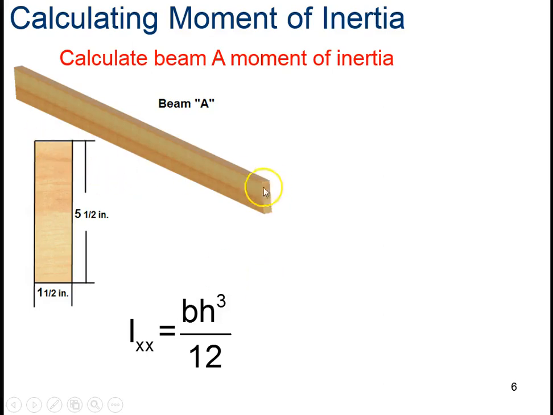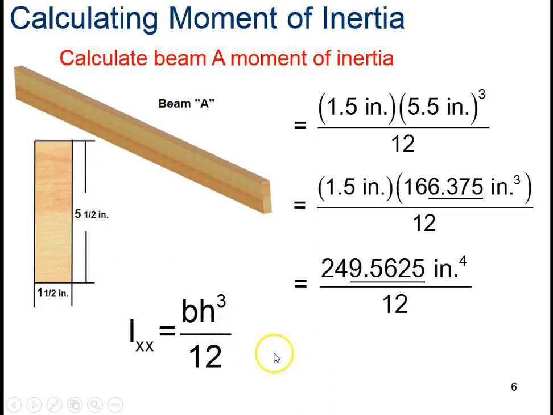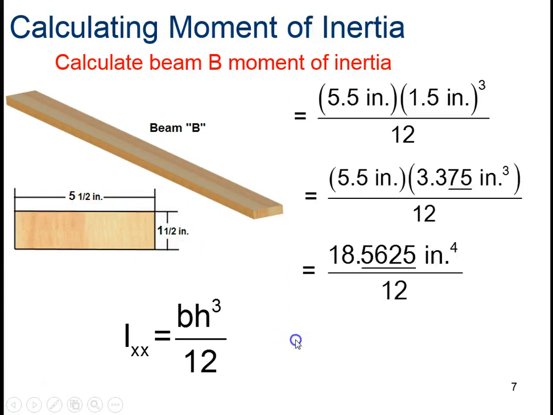So if we're talking about beam A, and you should write these down in your notes, I gave you the table that goes with beam A. Here are the dimensions. This is your base and this is your height. Plug them in here and use your calculator and get your answer. Notice that inches times inches cubed gives us the inches to the fourth. Pause this if you need to write it down. This is beam B. We've now set it down. So this is now the base and this is now the height. Plug them in and there's your answer. Pause it if you need to copy this down.